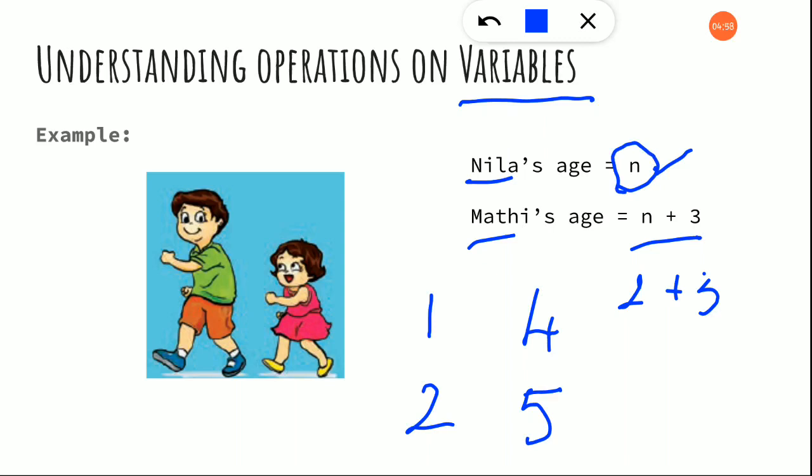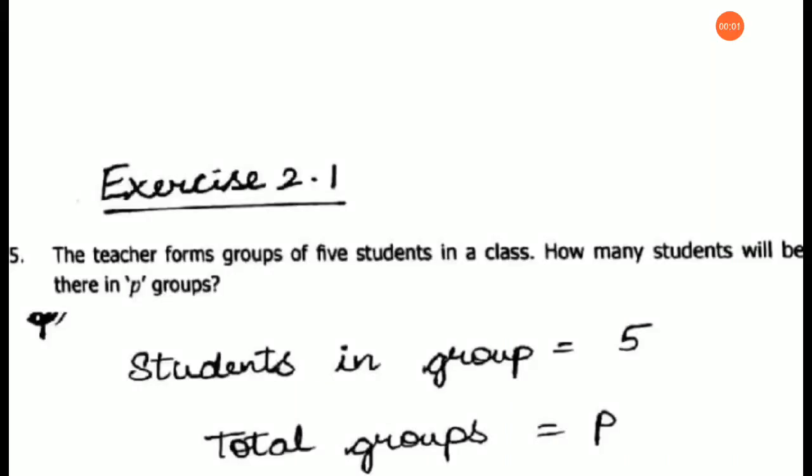This is the variable being used. Clear, children? When we are solving sums, you can easily understand. Okay? Now, shall we solve a few exercise 2.1 questions? Now, look at the fifth one. The teacher forms groups of 5 students in a class. How many students will be there in P groups?